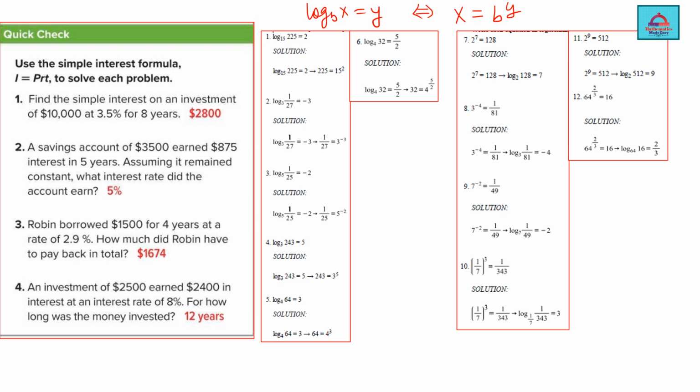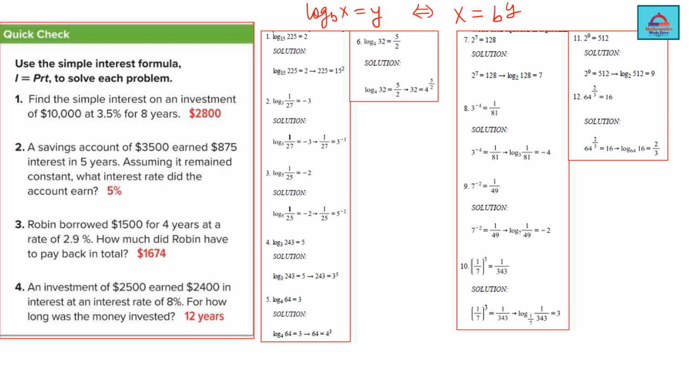Similarly here, 1 by 27 is going to be the base 3 to the power minus 3. Question 3, 1 by 25 is going to be base 5 to the power minus 2. Similarly here, 243 is going to be 3 to the power 5. 64 is going to be 4 to the power 3. 32 is going to be 4 to the power 5 by 2. So here you convert logarithmic into exponential form.